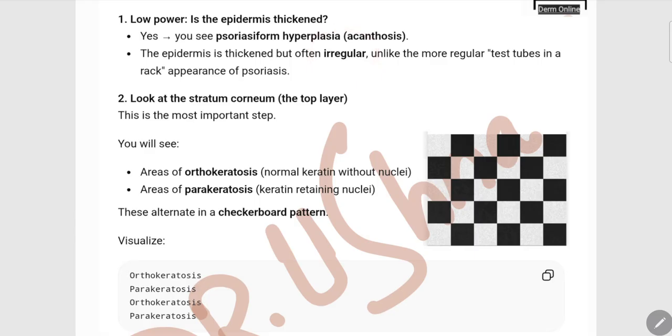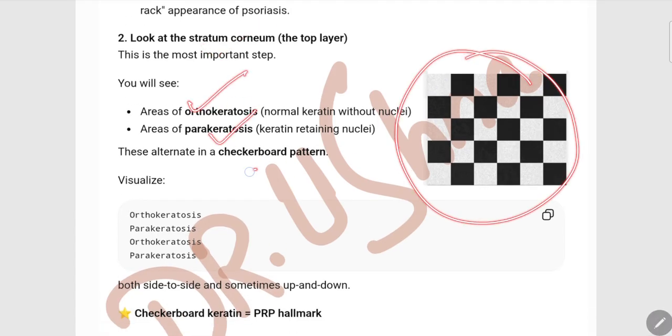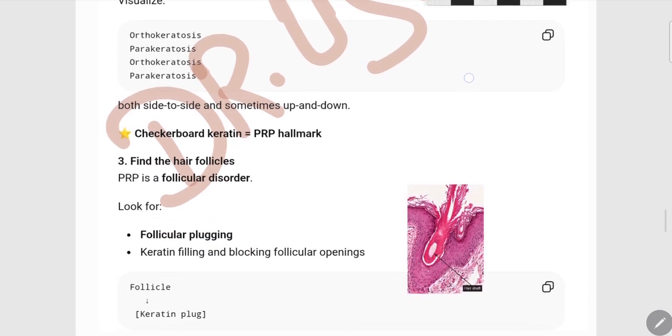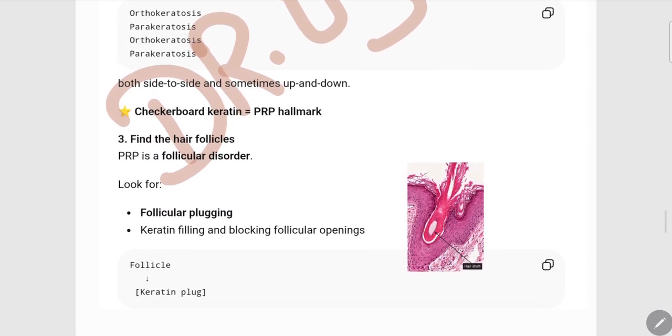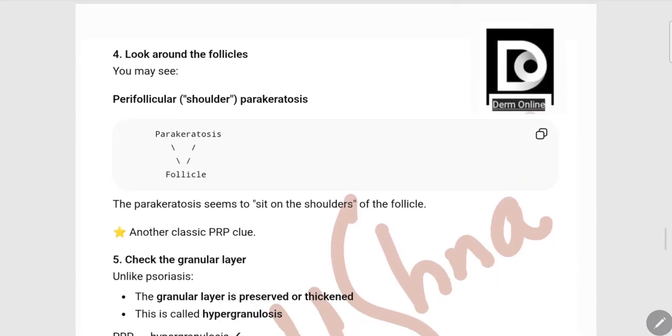Irregular is basically not having equal rete ridges, just like in psoriasis. Then you see at the stratum corneum, you have orthokeratosis plus parakeratosis, checkerboard appearance, very typical. This one finding is very typical for your PRP. Then after that checkerboard appearance, you are able to see the follicular plugging, a beautiful follicle whose opening can be seen plugged with the keratin. Basically, this is known as follicular plugging.